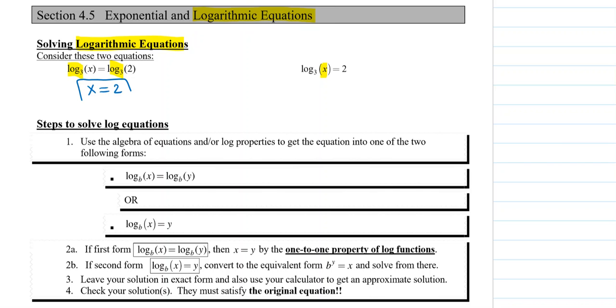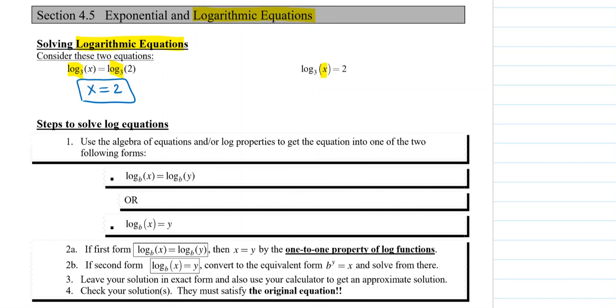So it's that easy. If you can have exactly matching logarithms with the same base on both sides of the equation and nothing else. One log on one side, one log on the other side. In this next equation, we have log base 3 of x on the left again, but we don't have a log on the right. We have a number on the right.